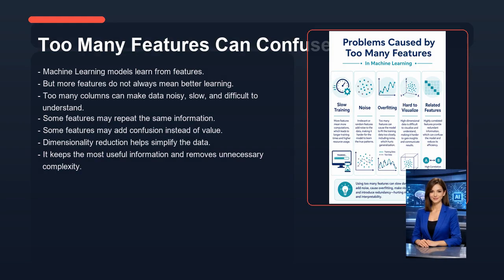Machine learning models learn from features. But more features do not always mean better learning. Too many columns can make data noisy, slow, and difficult to understand. Some features may repeat the same information. Some may add confusion instead of value.